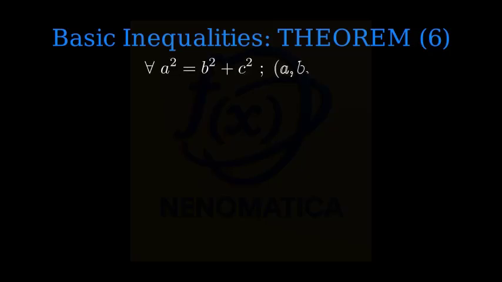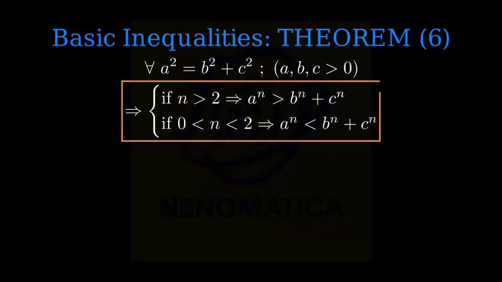For any positive real numbers a, b, and c, if a squared equals b squared plus c squared, then we can conclude the following. If n is greater than 2, then a raised to the power n is greater than b raised to the power n plus c raised to the power n. And if n is between 0 and 2, then a raised to the power n is less than b raised to the power n plus c raised to the power n.